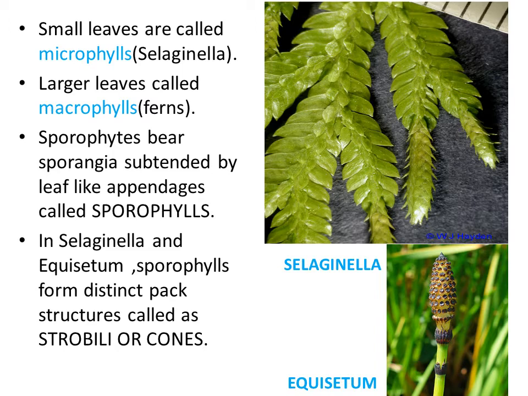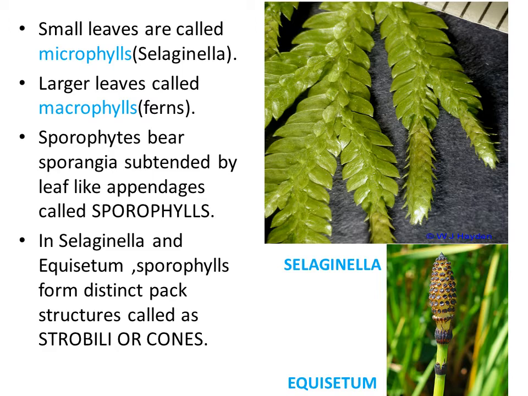Next is, if the small leaves are present, for example in Selaginella, they are called microphylls. You can see in the picture the small leaves are called microphylls, but if the leaves are larger in size, then they are called macrophylls. Example is all the ferns.